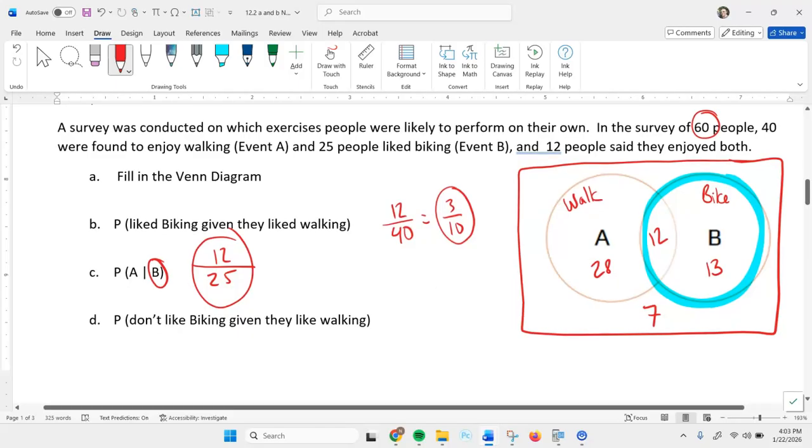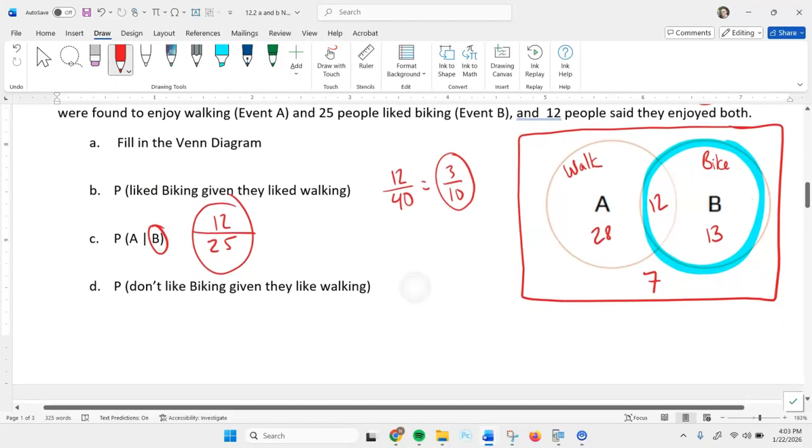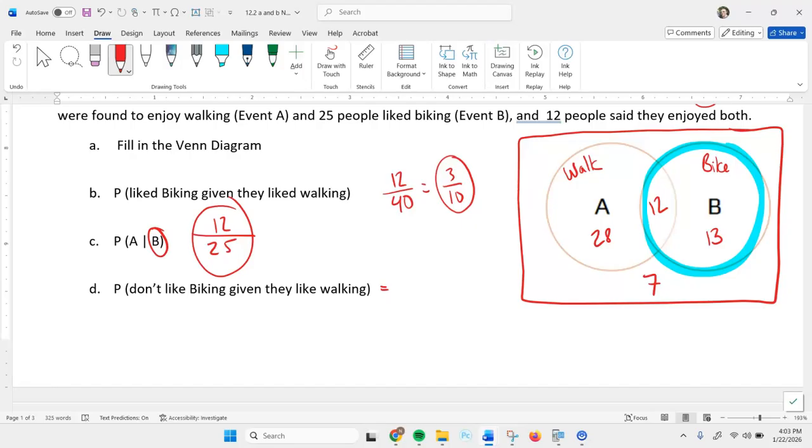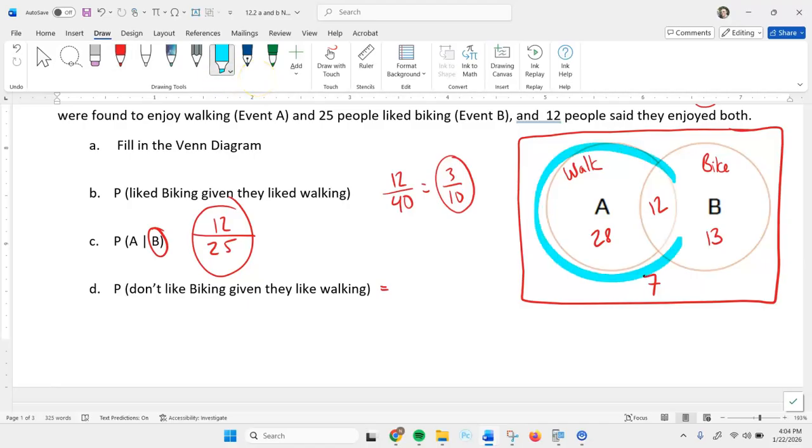Now letter D, probably they don't like biking given that they don't like walking. So that one, we are going to, so probably they don't like biking given that they like walking. So again, we're going to focus on just this circle. So again, there's 40 people that like walking. Out of those, how many of them don't like biking?